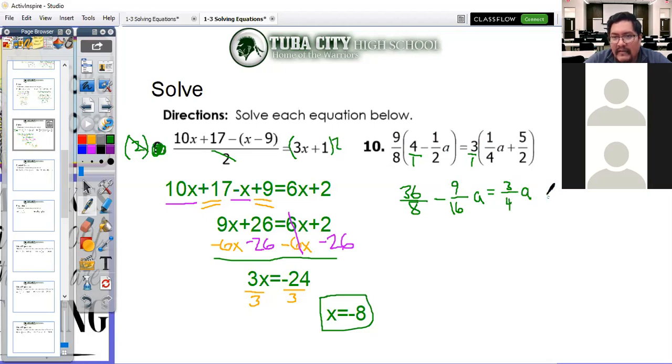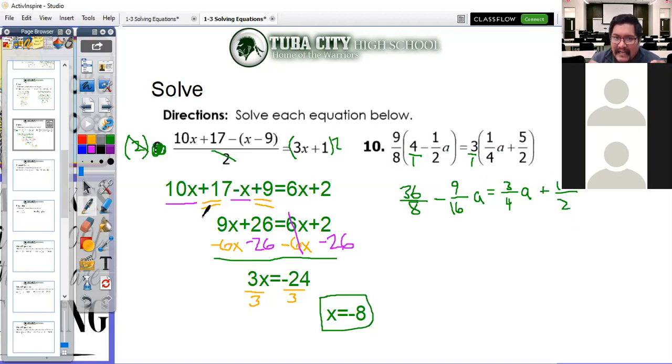3 times 1 is 3, and 4 times 1, the bottom number, is going to be this. And don't forget the a, or the variables. 3 times 5 is 15. And 1 times 2 is this here. And again, I have a big, gigantic string of fractions. Some of these can already be reduced. But let's do that trick that we learned earlier.